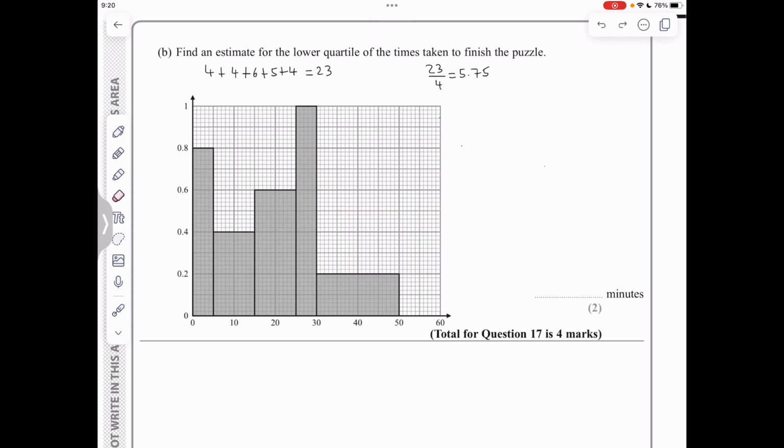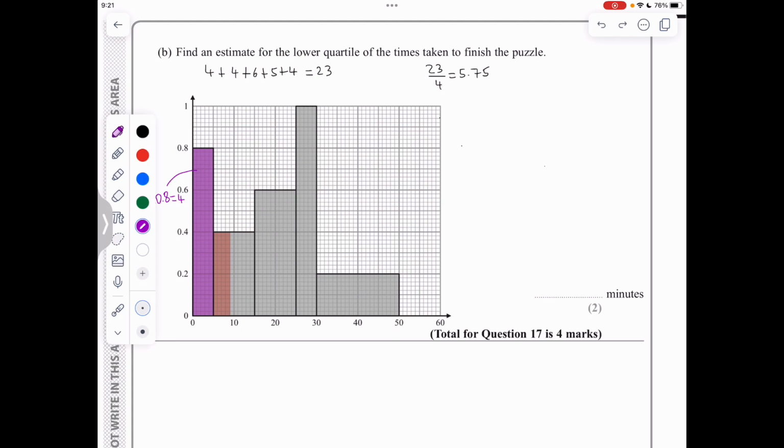There it is, and I want to start from the beginning and find the value somewhere here that will give me a total area of 5.75. Well, we know that the first bar shown here in purple had an area of 5 times 0.8, which is 4, and therefore from 4 to go to 5.75 I need another 1.75 in area, and therefore this means I'm somewhere in the second group over here.